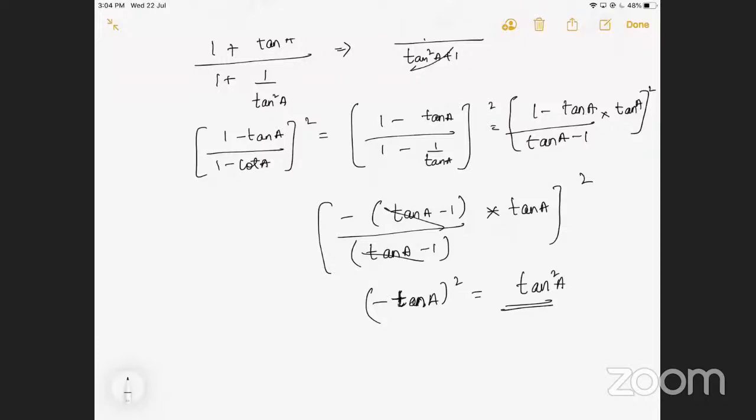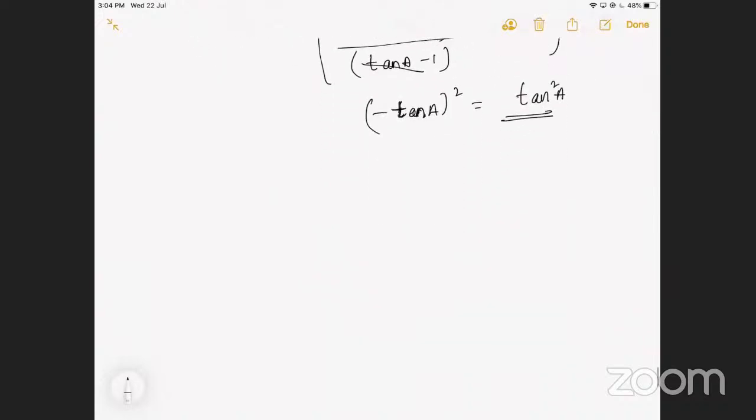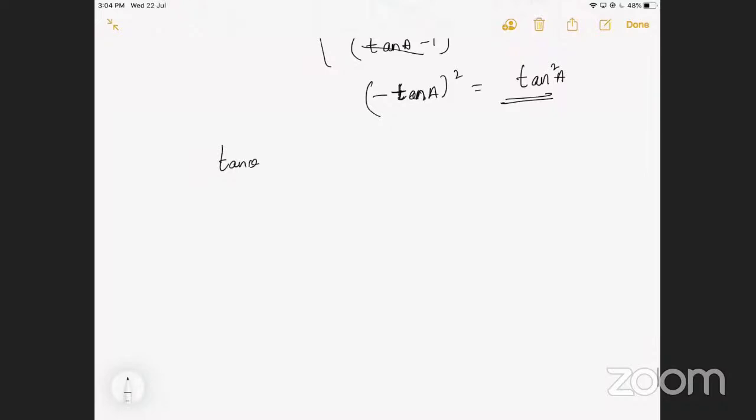Hello? Yes, sir. Sir, I had a doubt. Yeah, go ahead. Sir, in the question we did yesterday, the last question yesterday. Could you quote it? Yeah, sure. Sir, it is tan theta by 1 minus cot theta plus cot theta by 1 minus tan theta is equals to 1 plus sec theta into cosec theta.